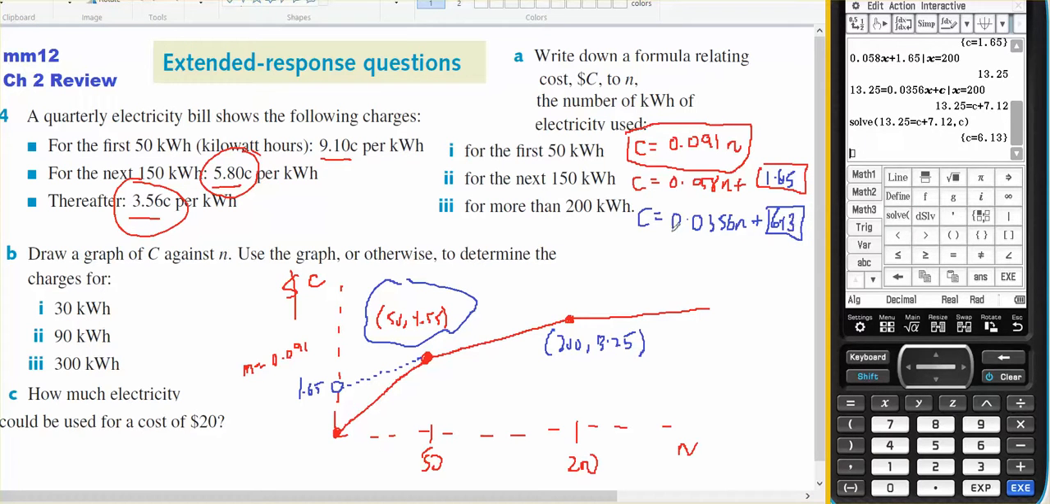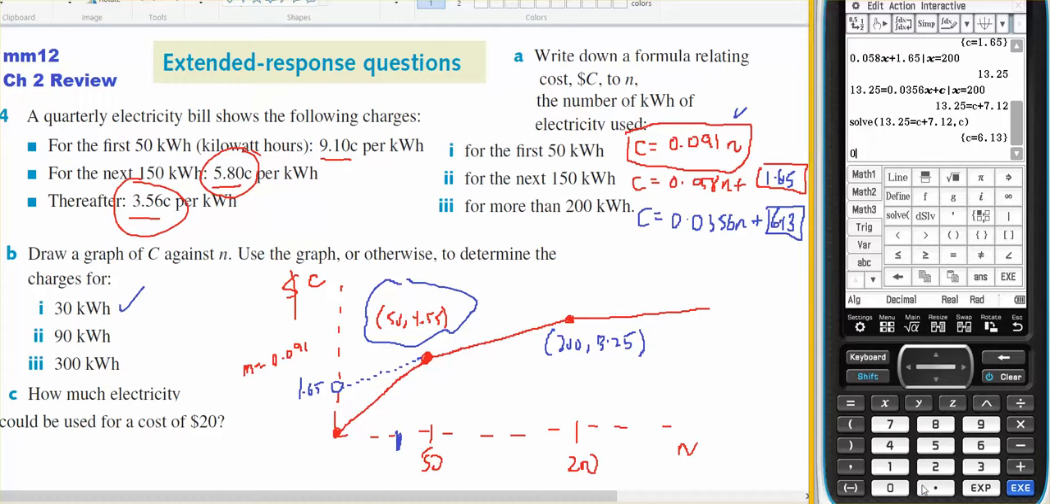So they're my three rules. Draw the graph. Well, I've got my graph drawn as well, so that's a bit nice. I could use my graph for 30. Well, 30 is here, so I'd have to plug 30 into this equation. So it's going to be 0.091 times 30. So it's going to cost me $2.73.